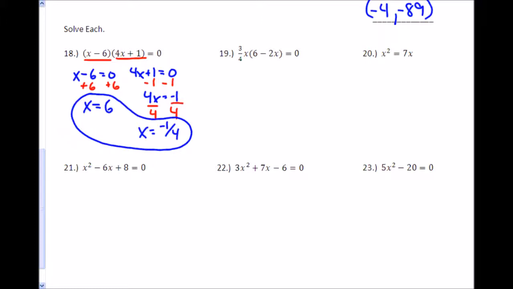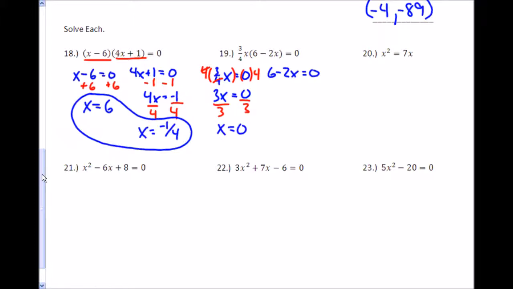For the next one, I do the same thing. I've got two things being multiplied. So either the first piece, the 3/4 x, equals 0, or the second piece, the 6 minus 2x, equals 0. Okay, that's what my zero factor property says. And now I solve each. For the first one, I can multiply each side by a 4. It's probably the way most of you are going to approach this. Over here, the 4's cancel out, so I'm left with 3x equals 0. And now I divide each side by the 3, so I find out that x equals 0. So that's one of my answers.